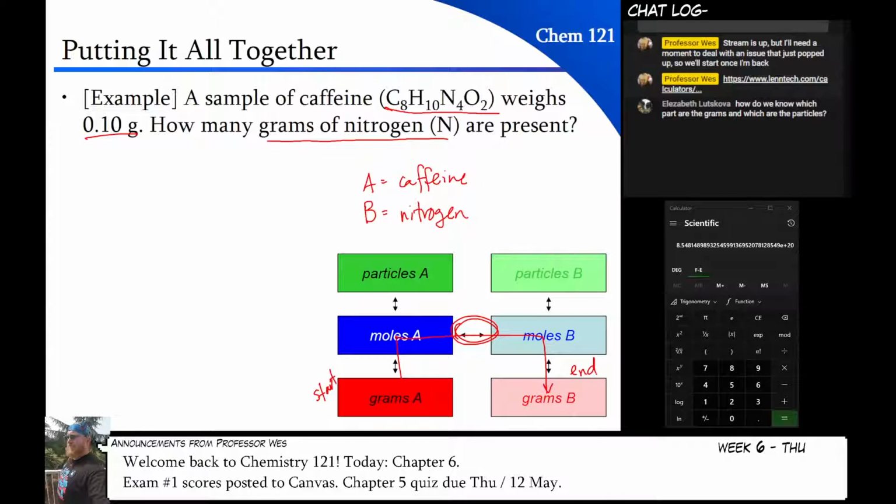So for this calculation here, I know that I have something different for my target than what I've started with. So I'm going to turn whatever I started with, which is caffeine, into moles. And then once, oh, hold on.